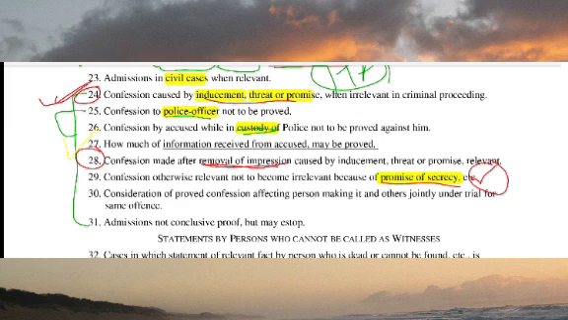Then 30, consideration of proved confession affecting person making it and others jointly under trial for the same offence. It talks about joint trial for the same offence. 31, admission not conclusive proof. It's just a statement and this statement is enough. So I'm going to read.